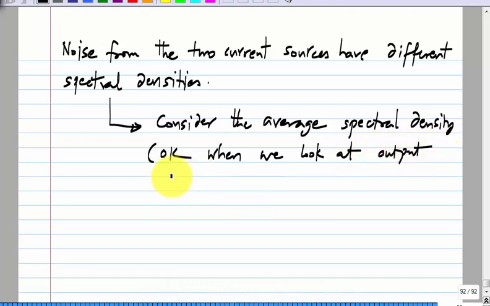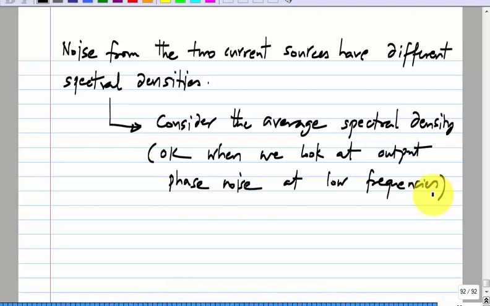This is okay when we look at the output phase noise at low frequencies. When I say low frequencies here, it is low compared to the alternation frequency. The alternation frequency is at the data rate, like gigabits per second. We will be looking at this noise around the bandwidth of the loop, which is in the megahertz and tens of megahertz and so on. So, this part is okay.